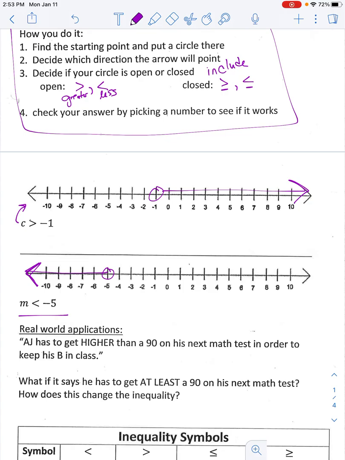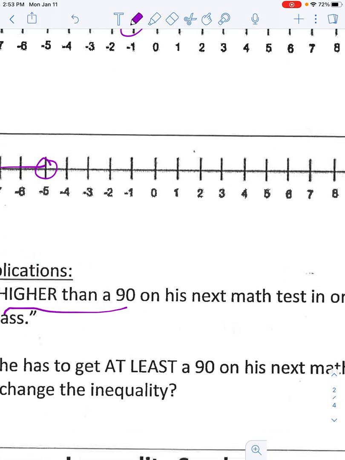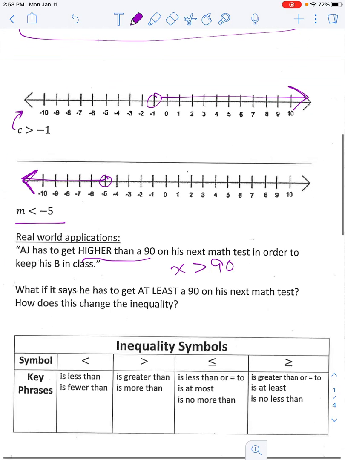Okay? All right, here's some word problems. And we are to write an inequality for the word problems. AJ has to get higher than a 90 on his next math test in order to keep his B in class. Okay? So higher than a 90. So ask yourself, can he get a 90 and still keep his B? No. The answer is no. He has to get higher than a 90. So the inequality would be x is greater than 90.